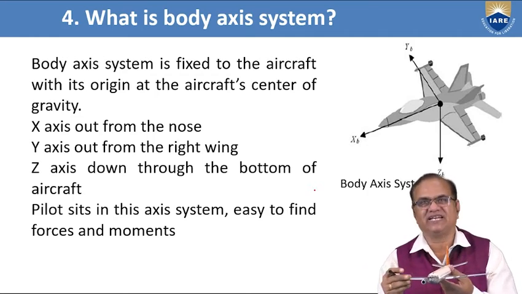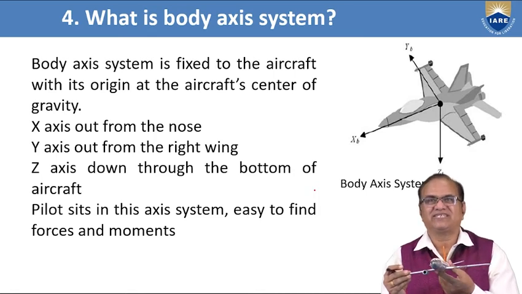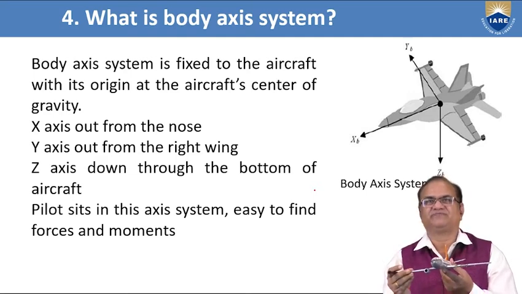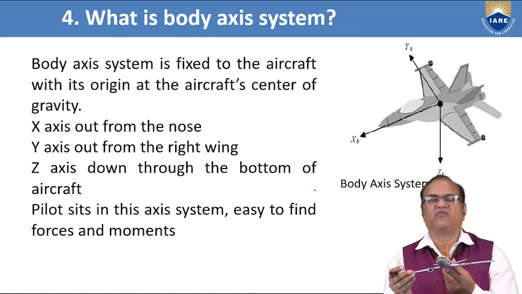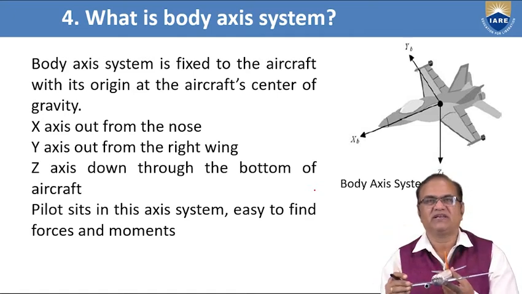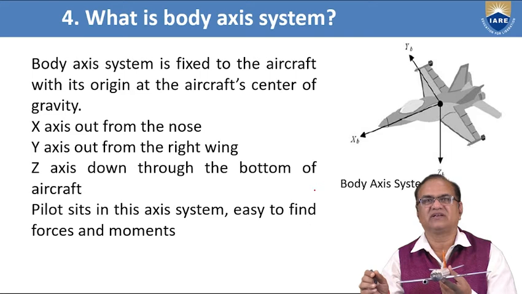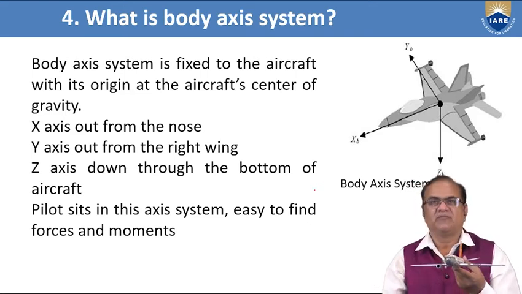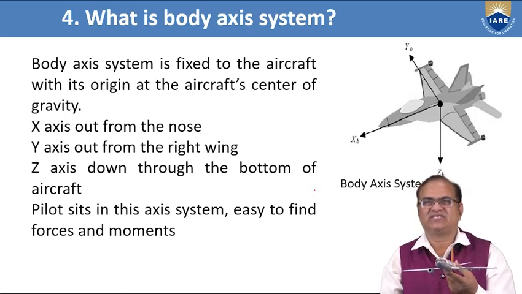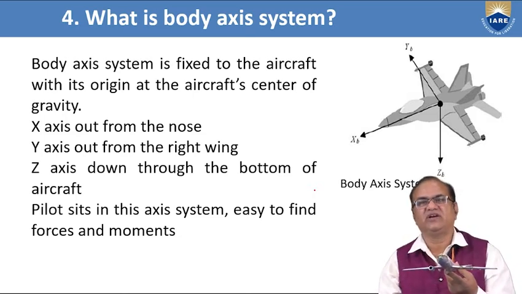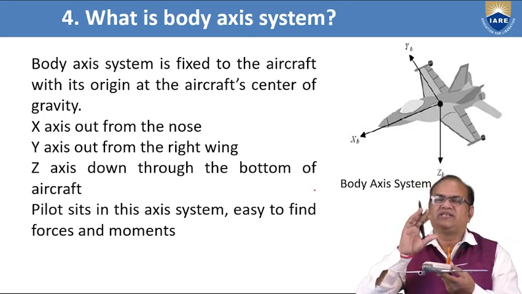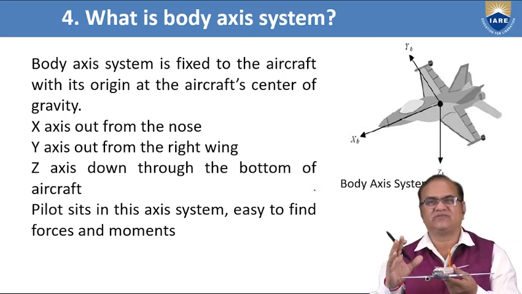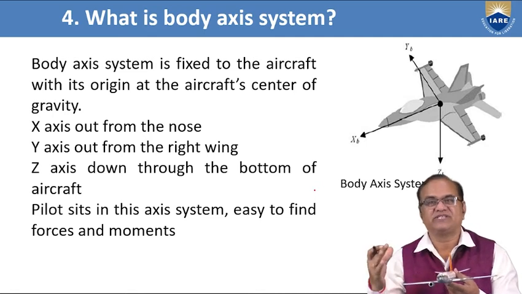So we have to understand that the body axis system is fixed to the aircraft, with its origin at the aircraft's center of gravity. X-axis out from the nose, I have just now explained. Y-axis out from the right wing, and Z-axis down through the bottom of the aircraft. The pilot sits in this axis system, easy to find forces and moments. Okay, so it is easy for the pilot. What he experiences, the same thing the aircraft behaves.